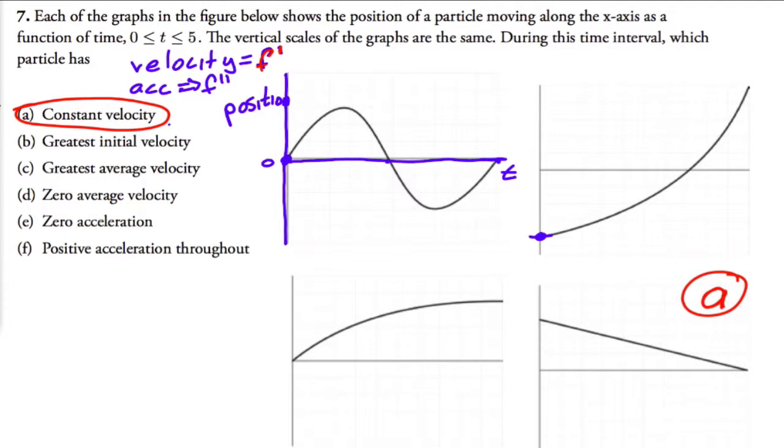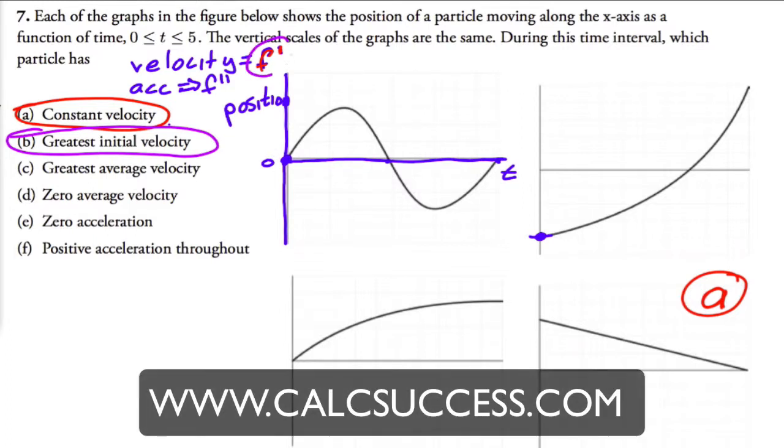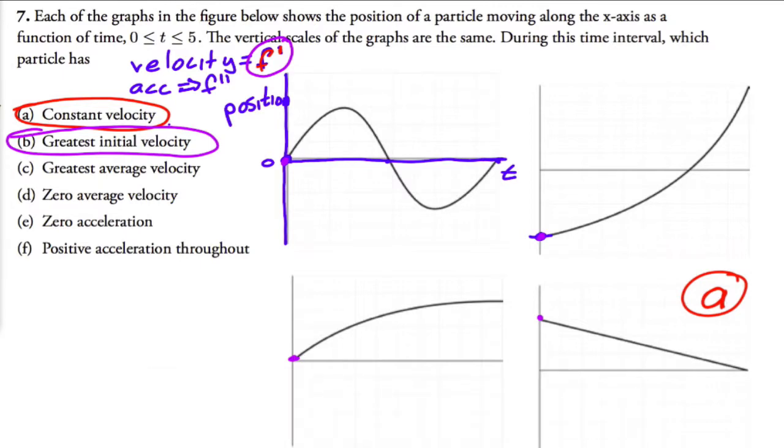Okay. The next one says, which one has the greatest initial velocity? So initial velocity, that means initial derivative, so starting just at the very beginning. Now the velocity is the derivative or the slope of the tangent line. Which one of these has the highest slope of the tangent line? So the greatest slope of the tangent line is the steepest line. And if you look at all these, it would have to be this first one right here. So this is the one that satisfies B.